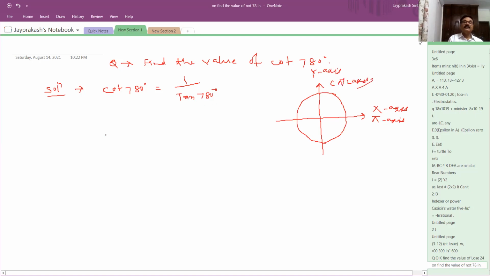So 780 degree is equal to 720 degree plus 60. This 720 degree we can write as 2 into 360 degree plus 60 degree. It means two complete rotations have taken place. One rotation completes 360 degree, then again 360 degree, and then again plus 60, means here 60.